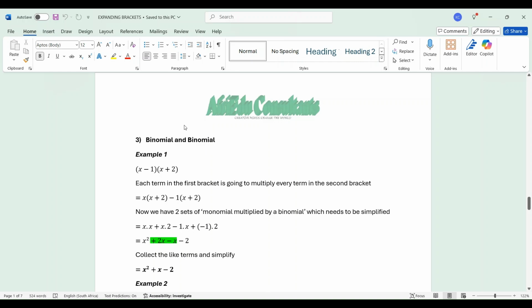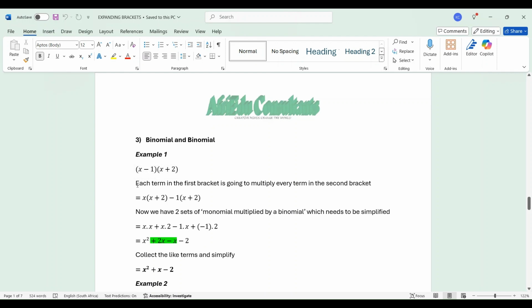Good morning. Today we are going to concentrate on multiplying a binomial by a binomial. So in our first example, we have x minus 1, which is multiplied by x plus 2. So we have two brackets multiplying each other.